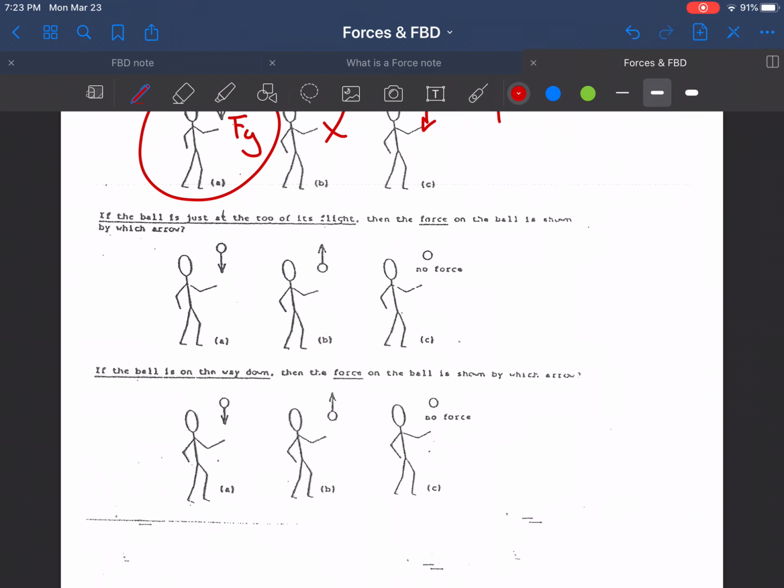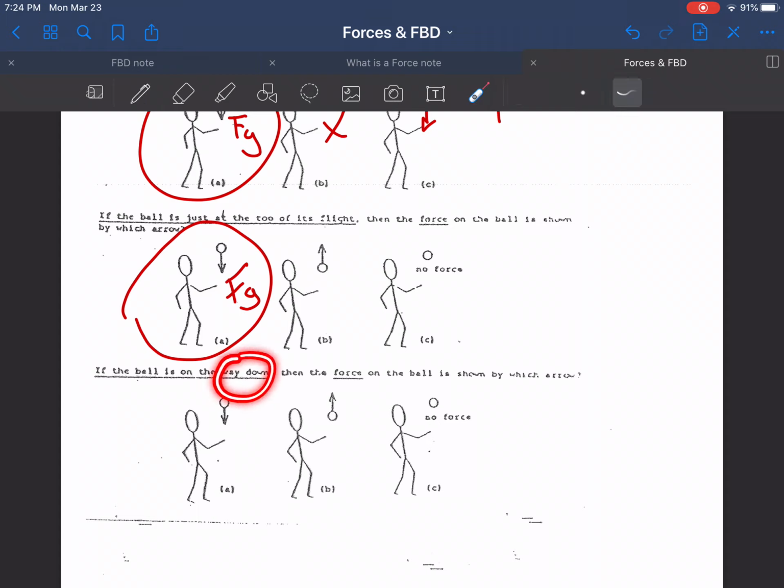If the ball is just at the top of its flight, so again, go back to our projectile lessons, and we know that the force of gravity is always acting on it. It's not in contact with the hand. That force of gravity, again, is the only force acting on the ball, ignoring any sort of air resistance. And then if we're talking about on its way down, well, again, the only force acting on it is the force due to gravity. So again, it's answer A.